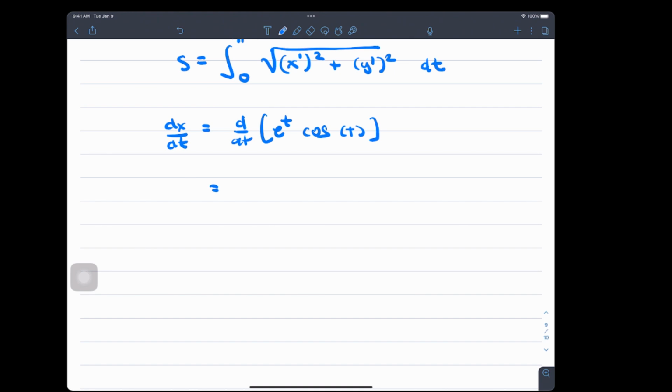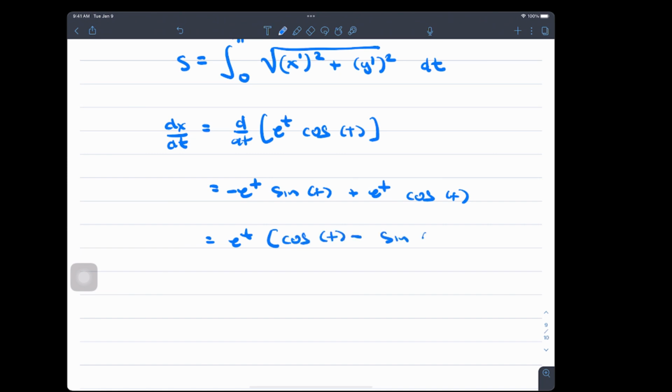Well, product rule. So it's e to the t. What's the derivative of cosine? Is that minus sine? And then e to the t cosine t. So I'm going to write it this way, ladies and gentlemen. I'm going to write it as e to the t, cosine t minus sine t. Okay? So this is really my x prime.